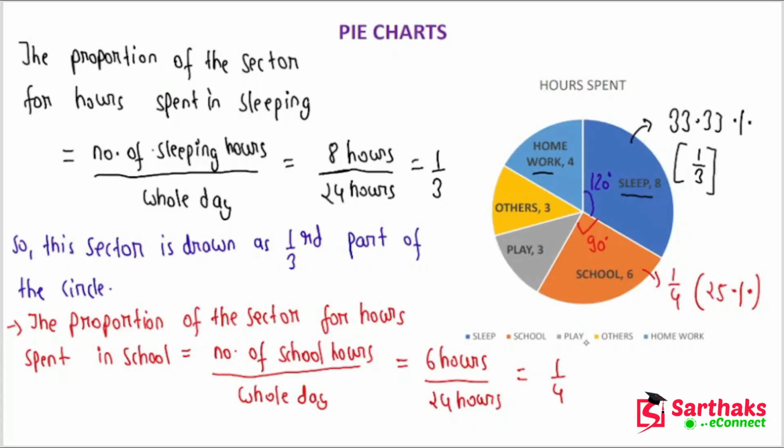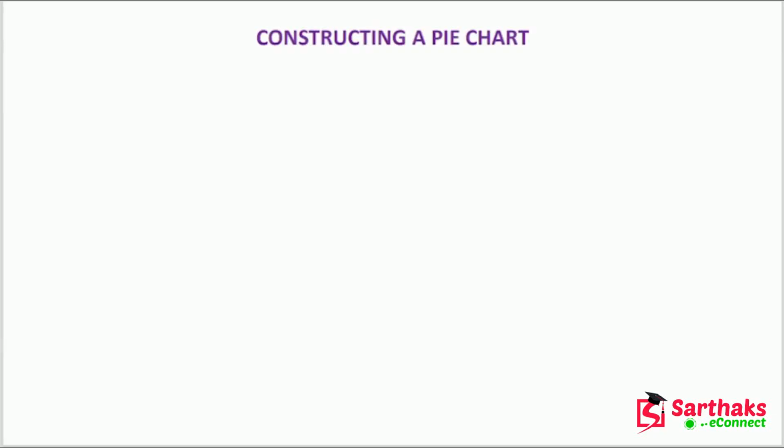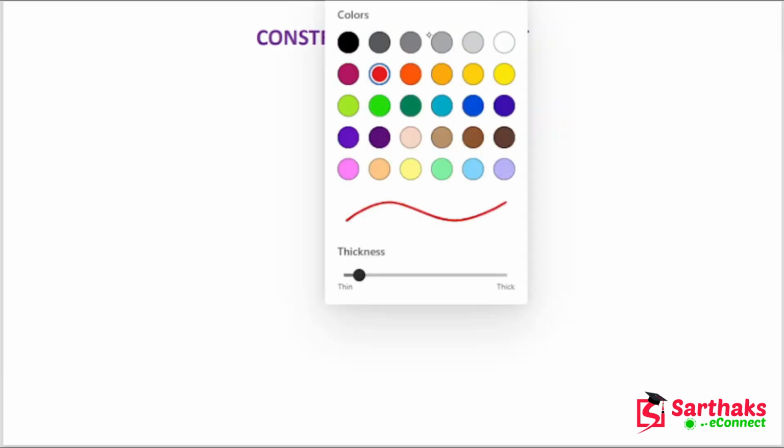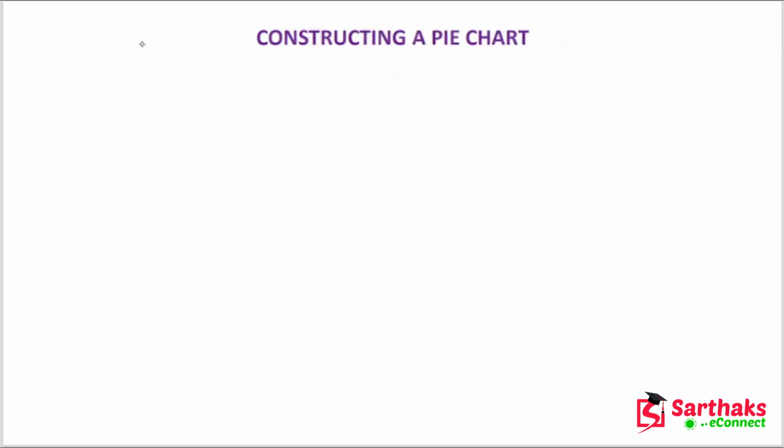What if we have to make a pie chart? We have to construct a pie chart out of given data. So let us talk about construction of pie charts. What are the points that we have to remember? How do we actually calculate the different data points to construct a pie chart? Let us talk about that. So we'll follow some steps to construct a pie chart.